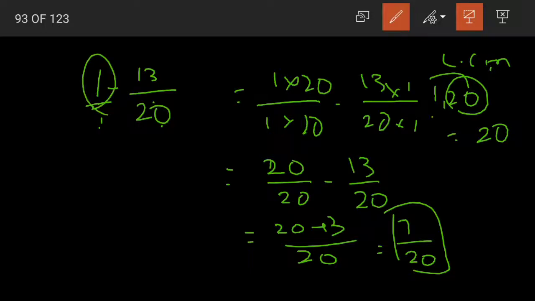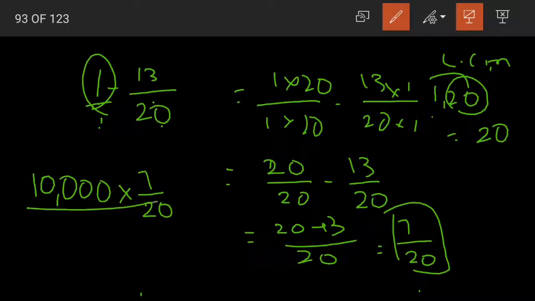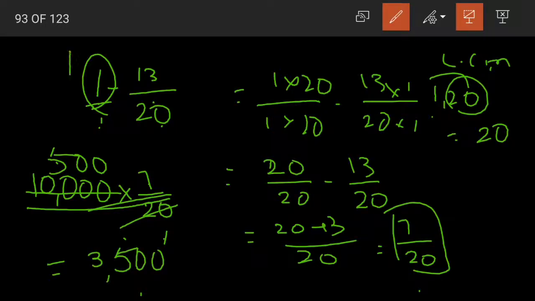Here the whole is considered as 1. But what is the actual whole? That is the actual money, 10,000. So from this 10,000, 10,000 into 7 divided by 20, 20 ones are 20 and we have 500s. 500 into 7 will give us 3,500 as the answer. So 3,500 rupees is left with Chitra.